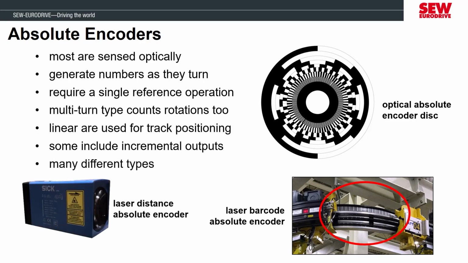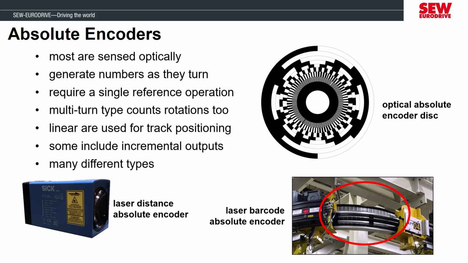Lastly, another common absolute encoder is a laser that measures the real distance based on how long it takes a light beam to hit a reflector and return to the sensor. These are really common in hoists and linear positioning applications and can have accuracies to tenth of a millimeter.